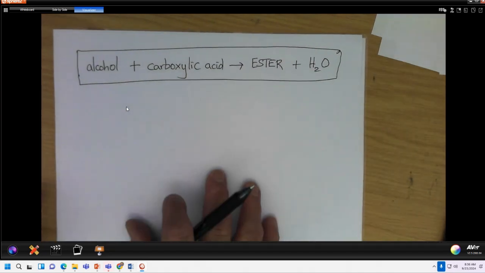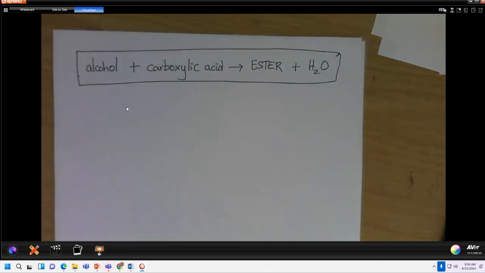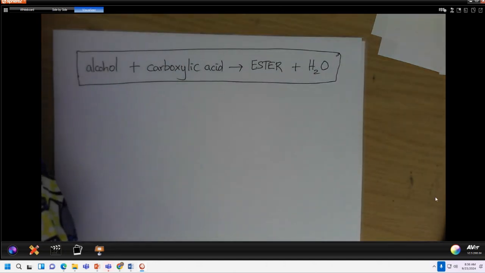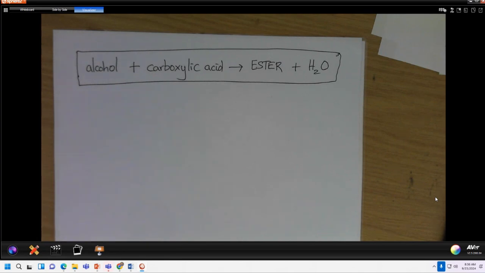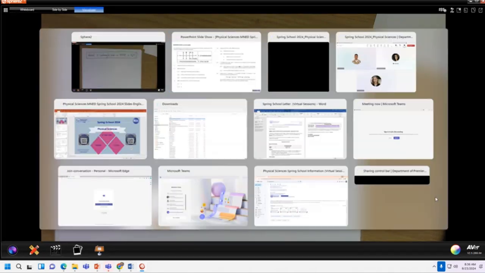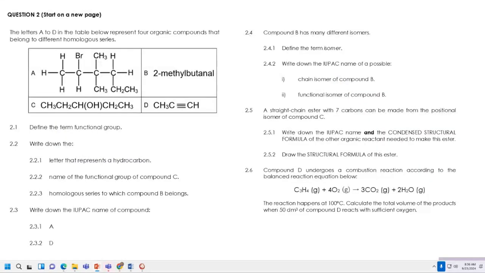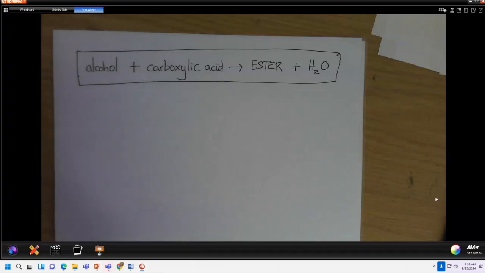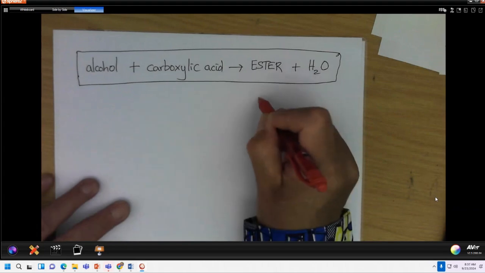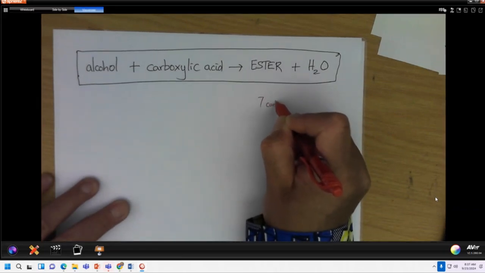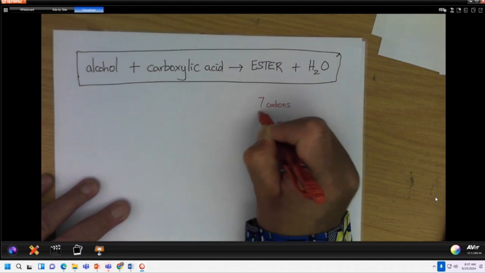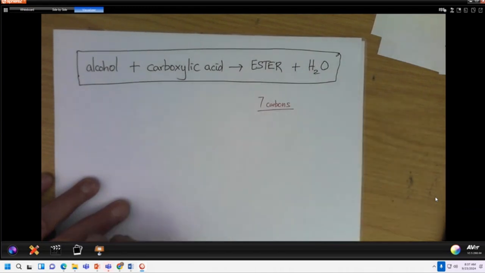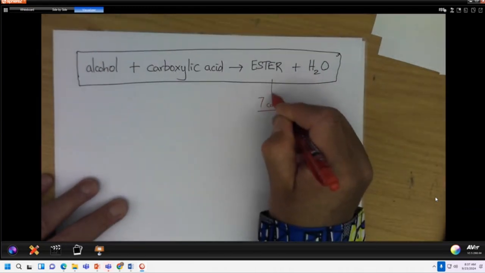If you haven't got this in your book, it's a very, very important one. It always comes up in the final examination for the National Senior Certificate, as well as the supplementary exam. Right, so let's go back to our question now. The question says, a straight chain ester with 7 carbons. So the ester now has got 7 carbons. The question is telling me that.